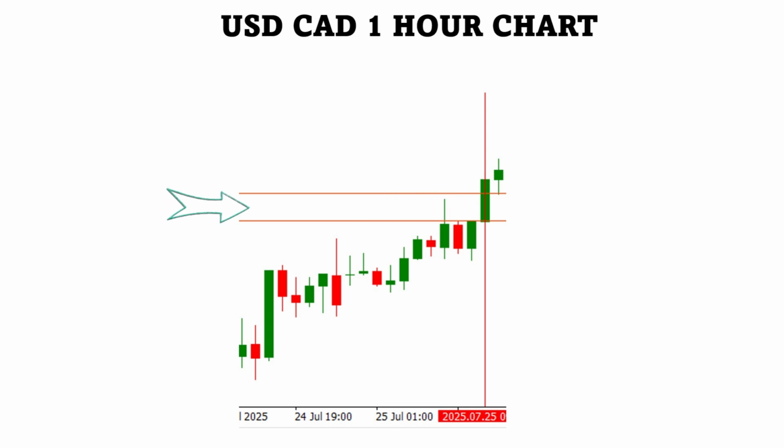You can also see that this area is a previous resistance zone because this candle came up to here and then retraced back. So automatically this is a breakout of a resistance zone. If you remember the point number 2, this is where a lot of technical analysts will enter their trade and put their stop loss inside this fair value gap zone.